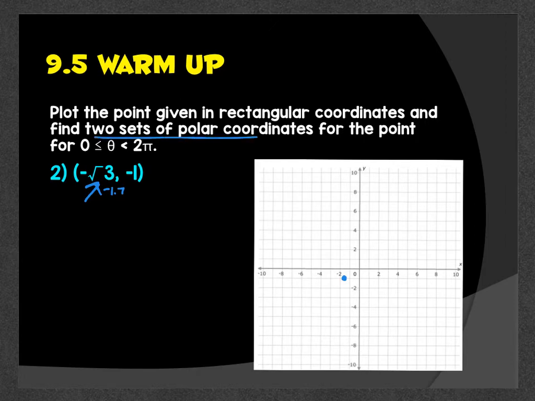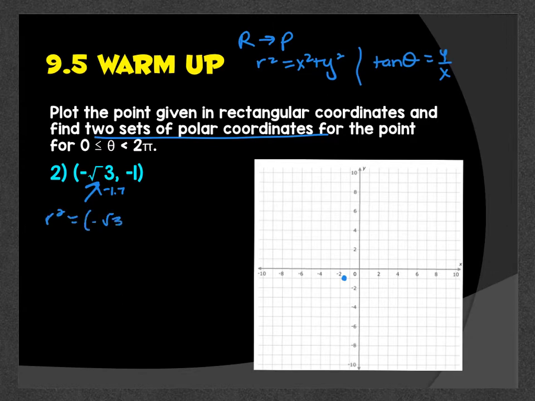Now I want to find 2 sets of polar coordinates. So I have to go from rectangular to polar. And to do that, we say r squared equals x squared plus y squared. And then we say the tangent of theta equals y over x. So r squared would equal negative root 3 squared plus negative 1 squared. Negative times negative becomes positive. Root 3 times root 3 is just 3. Negative 1 times negative 1 is 1. R squared would equal 4, and r would equal 2.